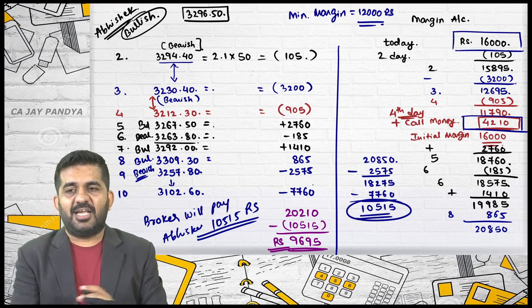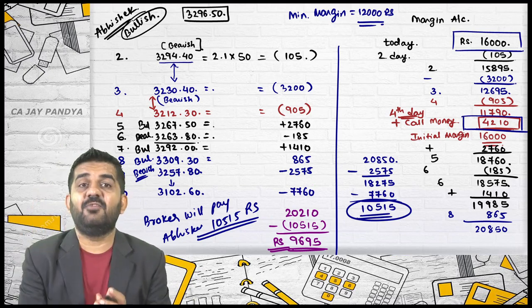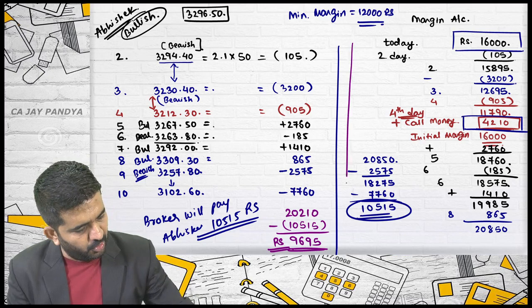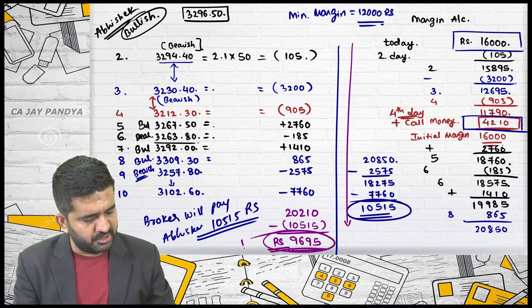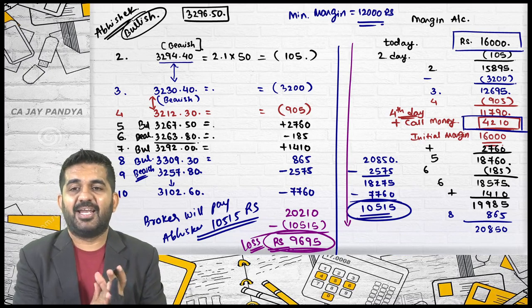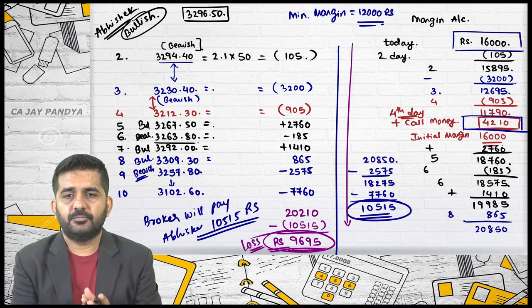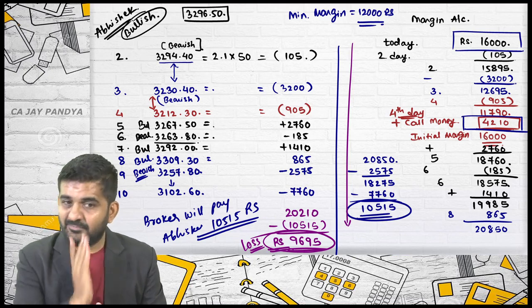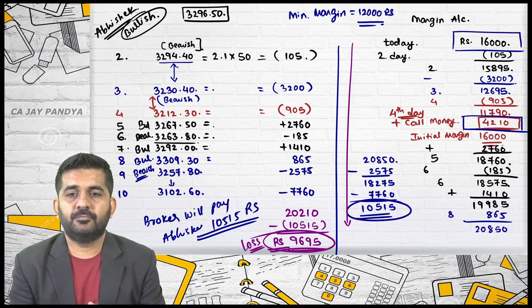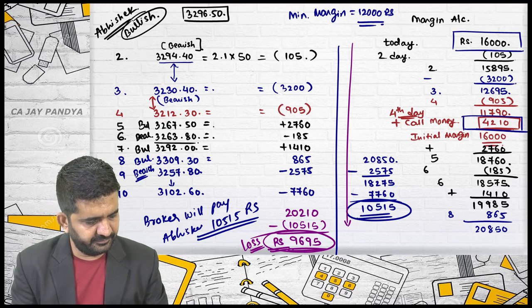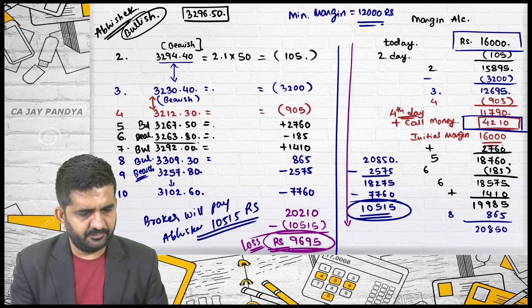Yes. Can any student tell me how to find this directly? 9695 can be found out directly also. We have gone through this route, but this 9695 loss of Abhishek can be found out directly. Any one student? No one? Sir, we can deduct the closing price at the 10th day, that is 3102.60, from our initial investment of 3296.